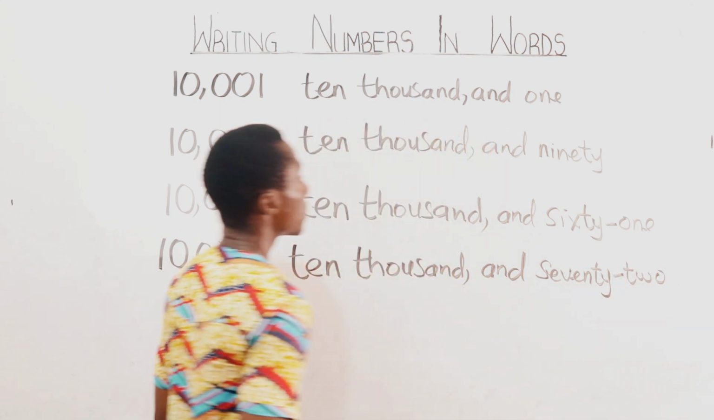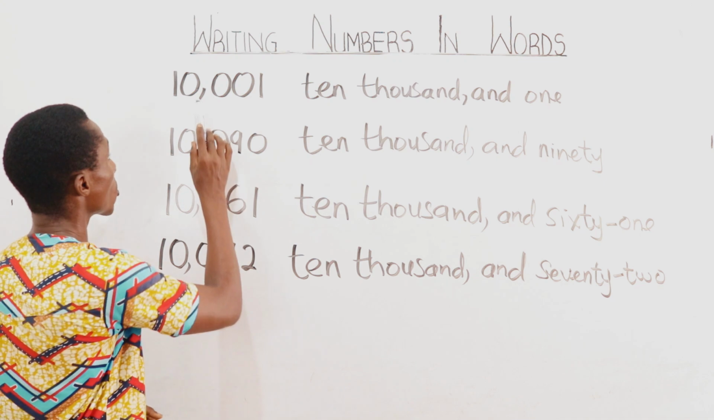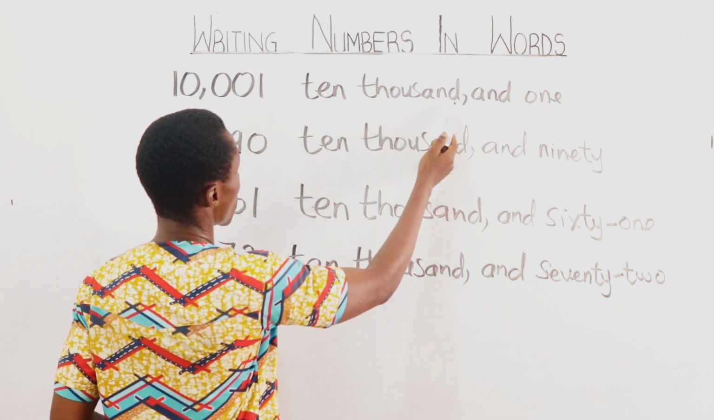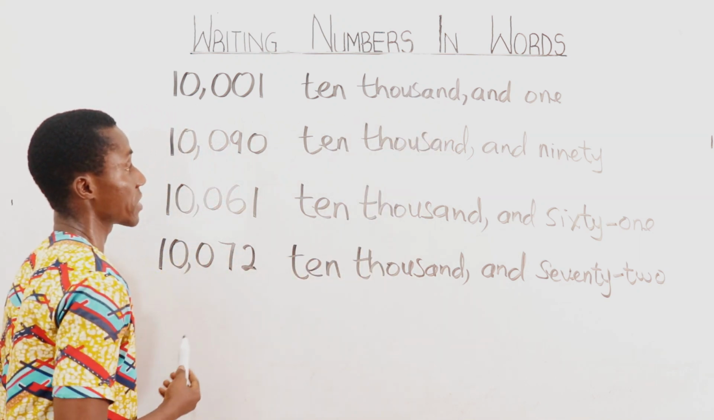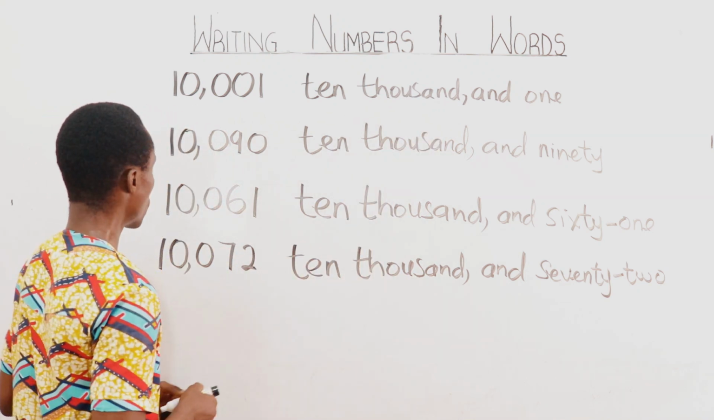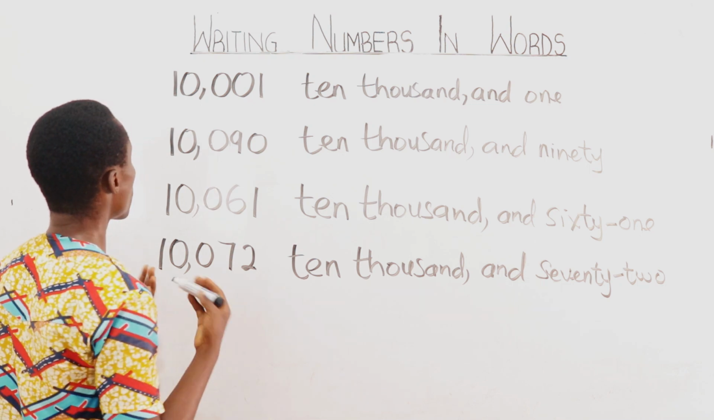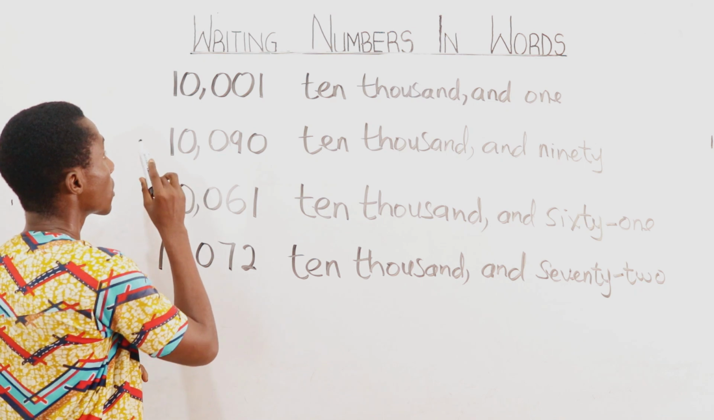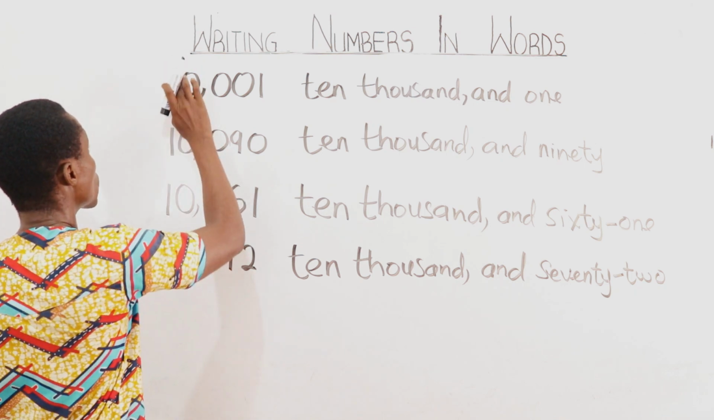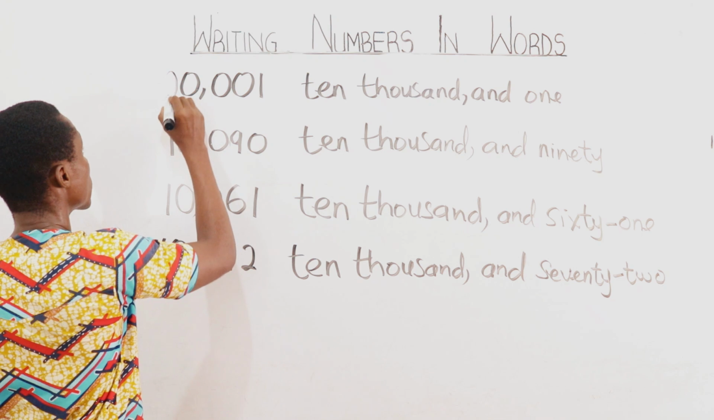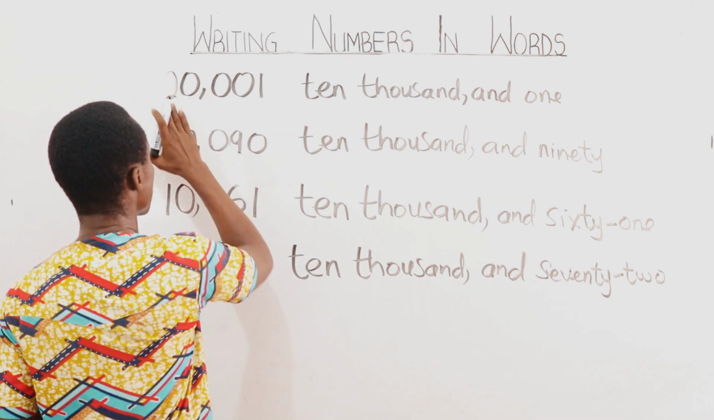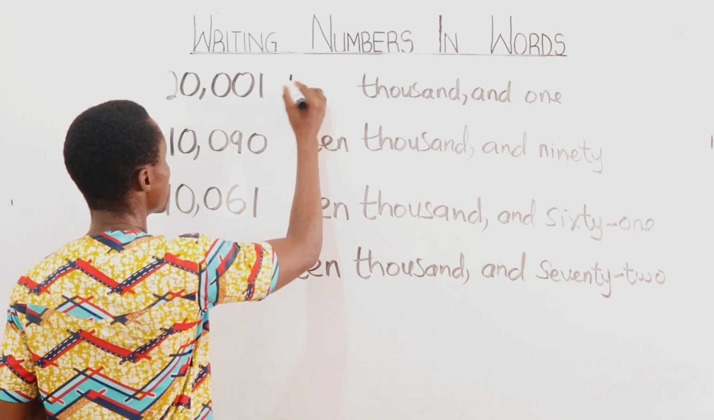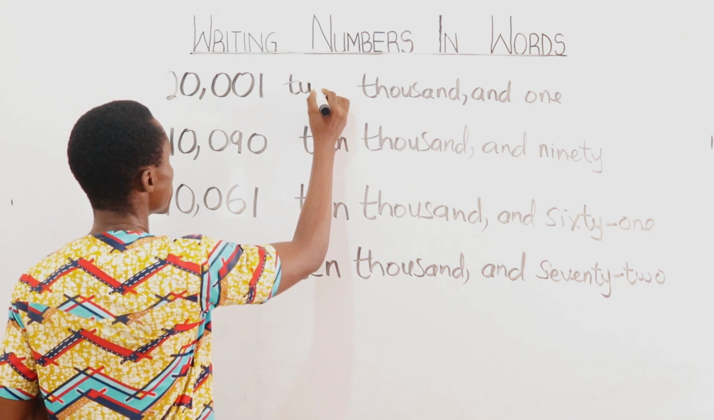72. Now don't forget where your comma is separating the periods, and you repeat the comma when you are writing the number in words. Now we also have to realize that this is 10,000. It could actually be 20,000. And if it is 20,000, then this will simply be 20.